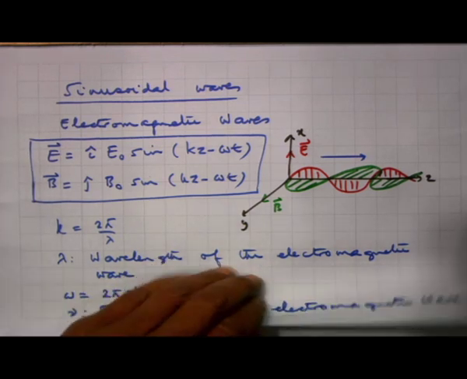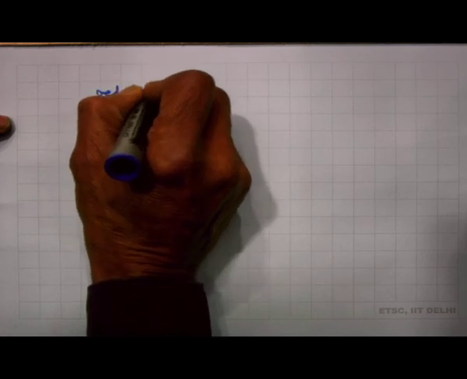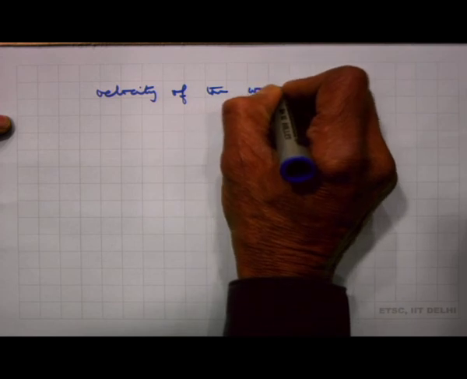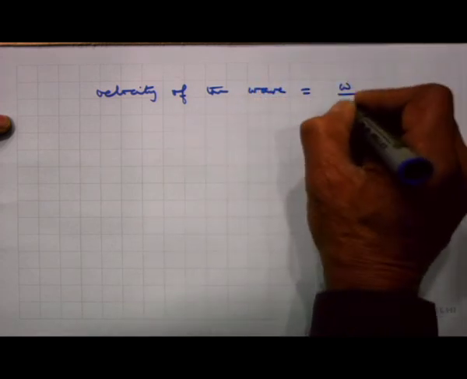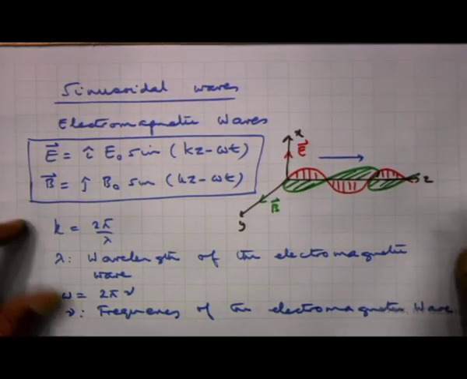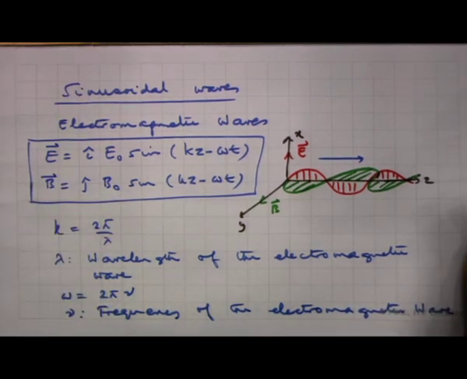Now, here, as we have discussed before, the velocity of the wave is equal to omega by k. This ratio omega by k represents the velocity of the wave, and these two represent sinusoidal electromagnetic waves. The first equation represents the electric field variation with position, and the second equation represents the magnetic field variation with position.